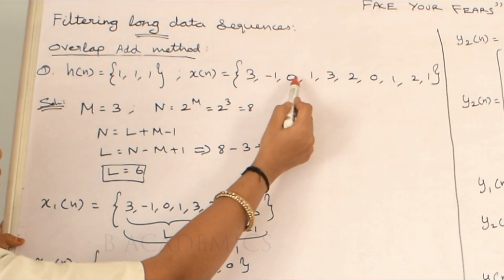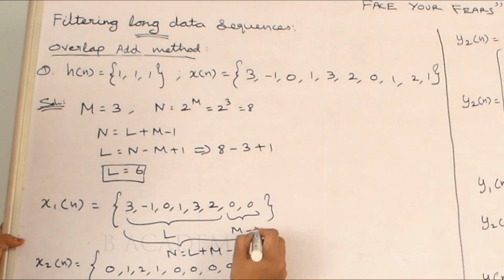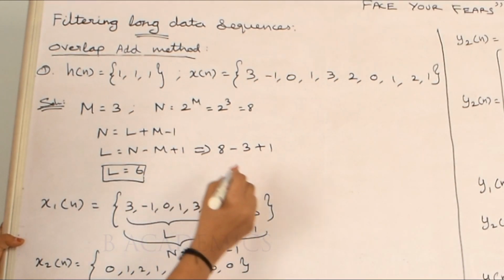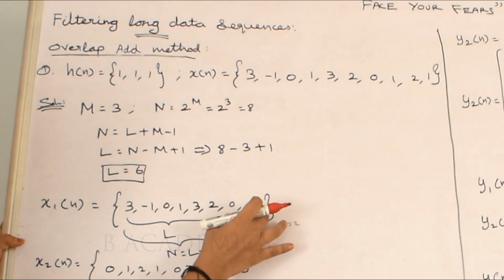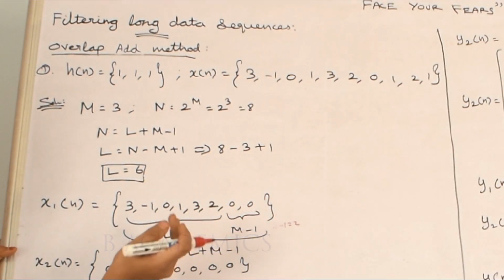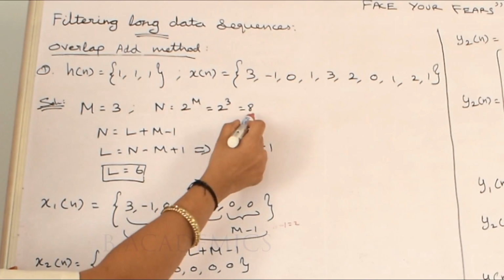So 3, minus 1, 0, 1, 3, 2. We are writing here. And the last M minus 1 data should be 0. Here M is 3, so 3 minus 1 is 2. So last 2 data should be 0. We are appending 0 in order to perform the convolution. The total length of the subblock is equal to N. N is equal to 8.